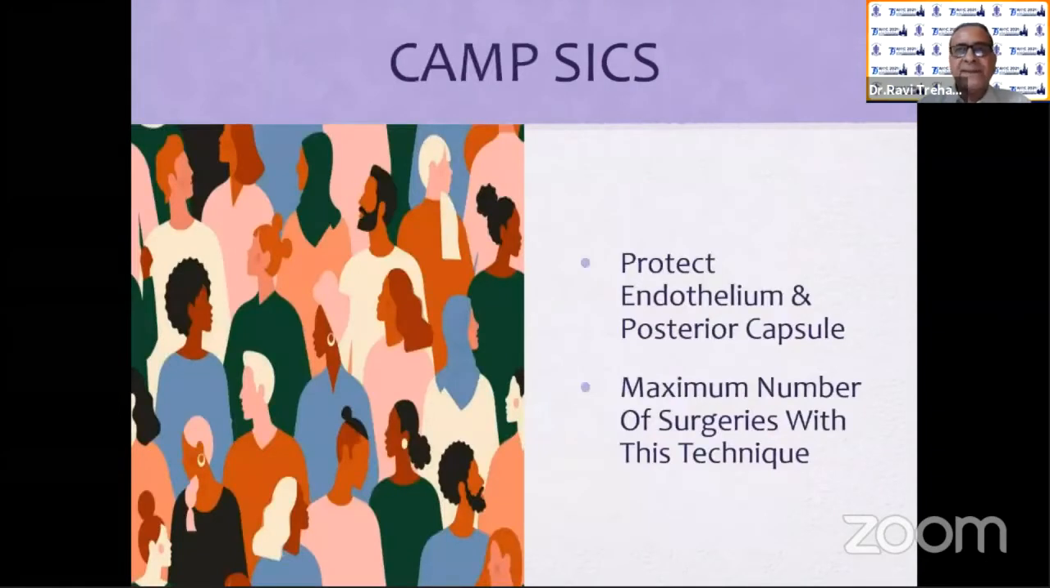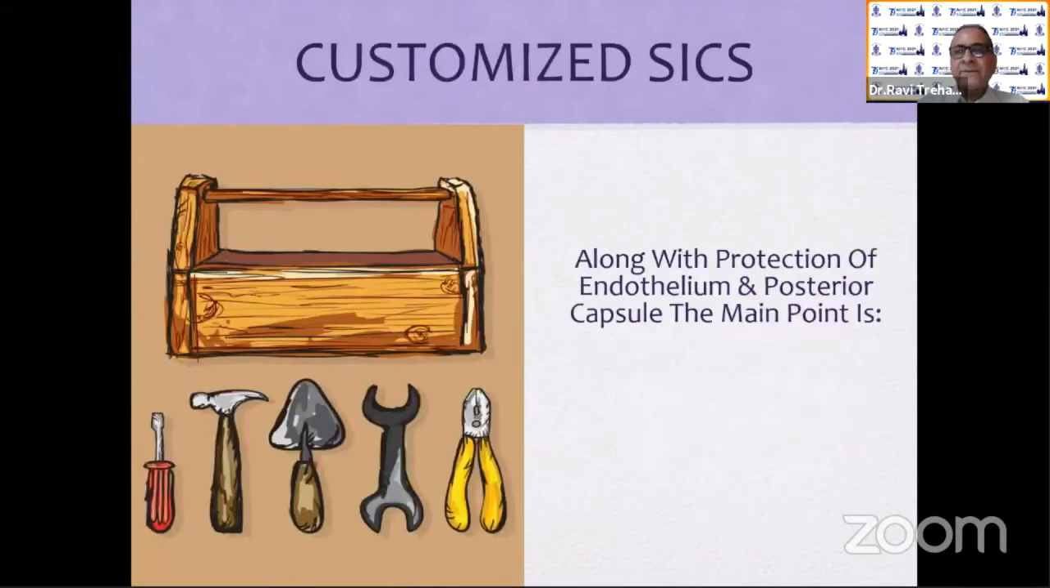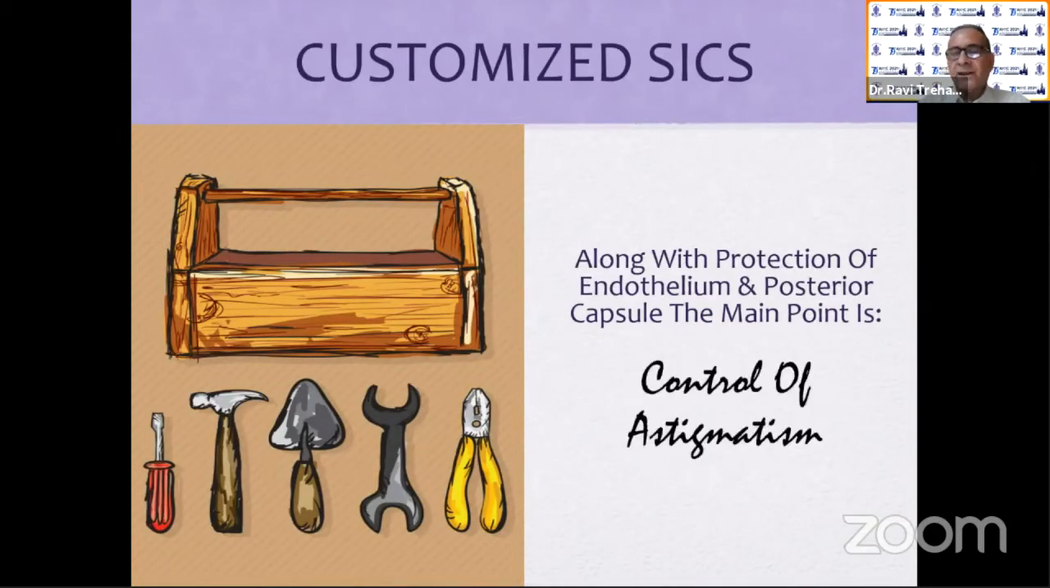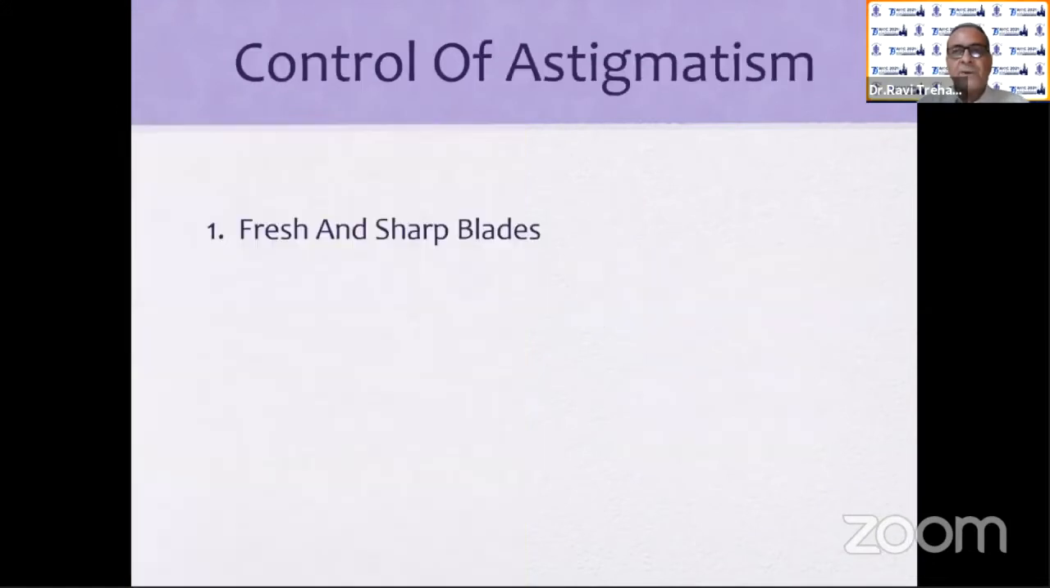As far as Camp SICS is concerned, our main aim is doing a number of surgeries while protecting the endothelium as well as the posterior capsule. But with customized SICS, along with protection of endothelium and posterior capsule, the main point is control of astigmatism. So it is a total customized surgery, individual for the patients.